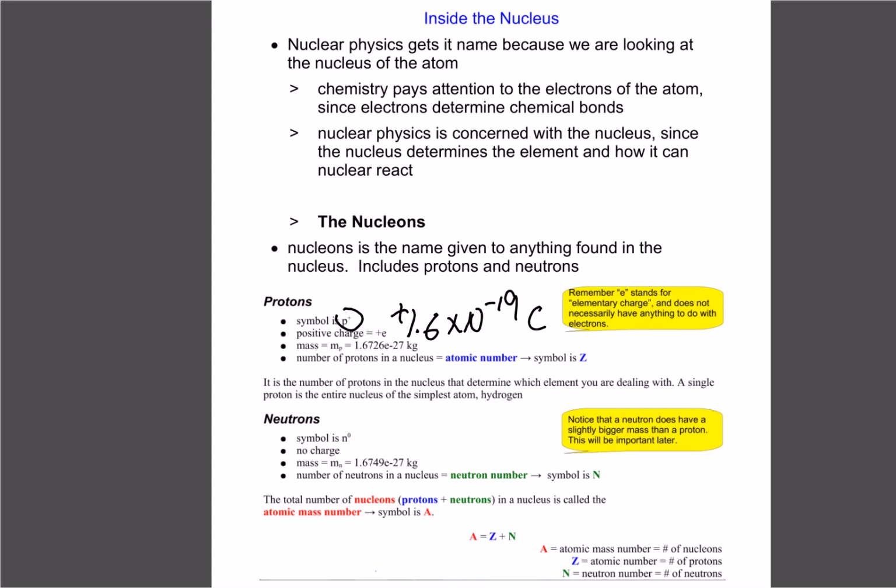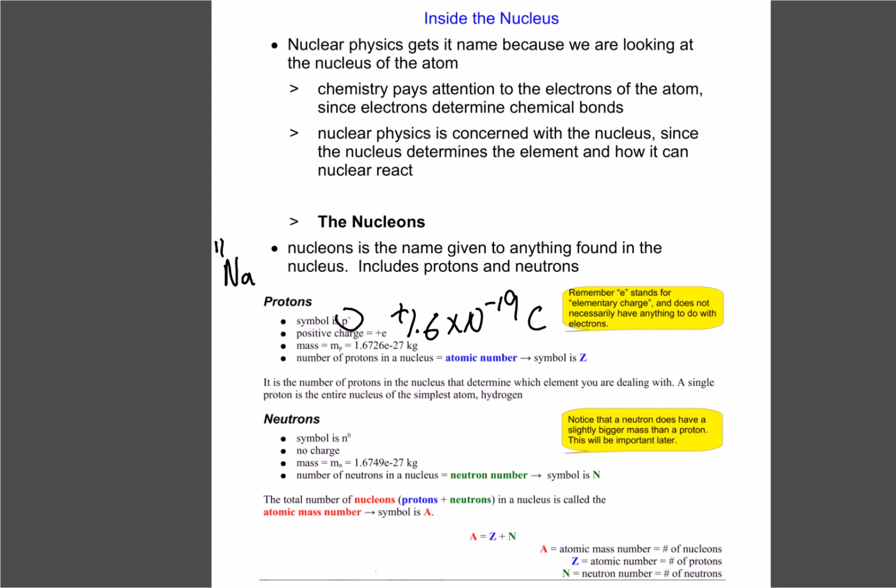And we know the mass of a proton is 1.67 times 10 to the negative 27, and it's the atomic number on your periodic table that's telling you how many protons. So if you look on your periodic table at something like sodium, we see that sodium is 11. So we say that the atomic number 11 is based on how many protons there are.